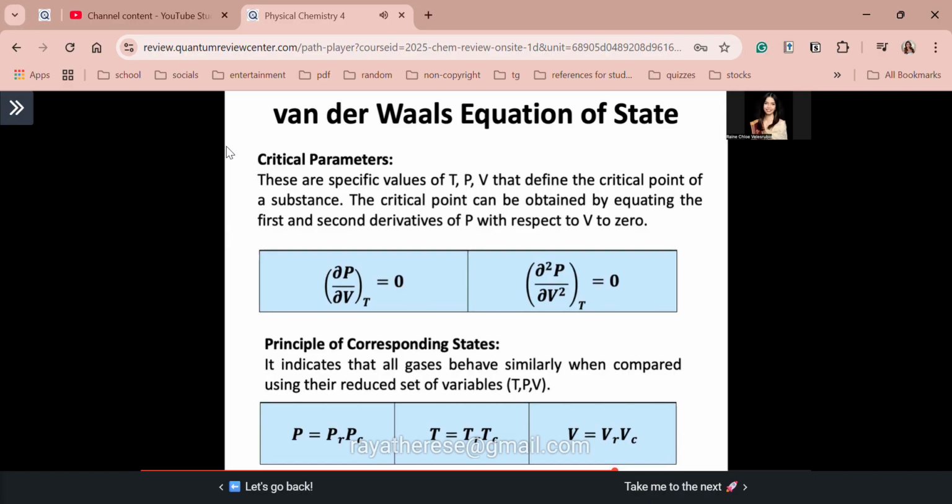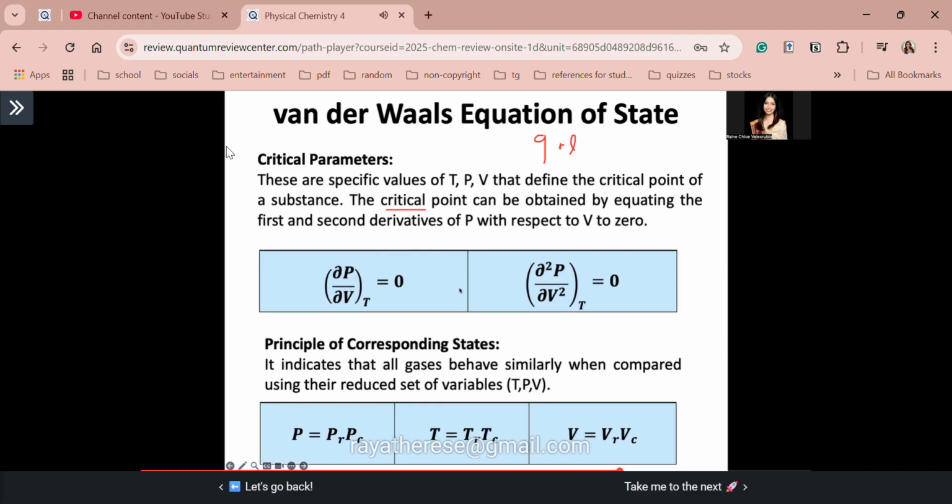Okay? Guys, ano ang relevance ng critical point? At the critical point, the gas and liquid, again, they become what? Indistinguishable. Hindi mo na sila ma-differentiate from one another at the critical point. Okay? Now, that's where the ideal gas laws break down completely. Okay? And again, this is the critical parameters. This is the condition. So how can we get the critical point? Through these equations. We have to find the first and second derivatives of P with respect to V equal to 0.